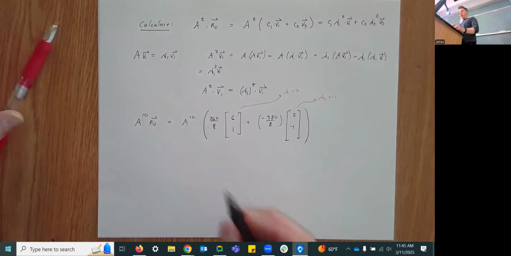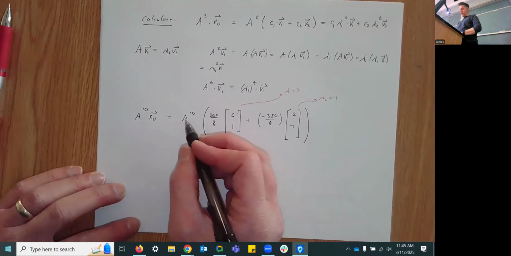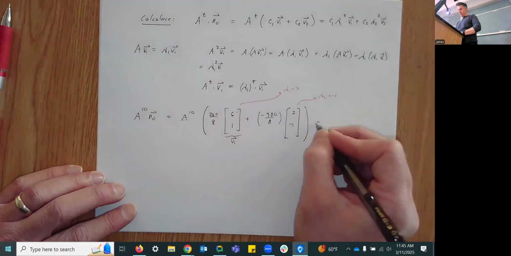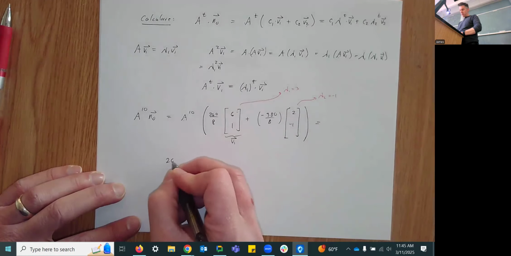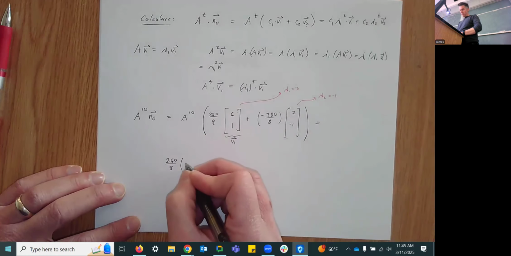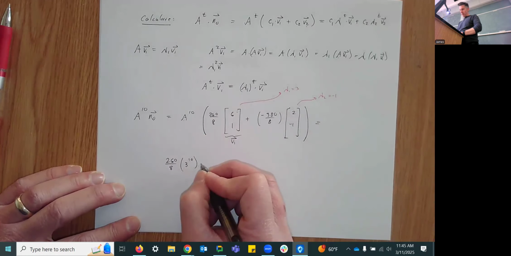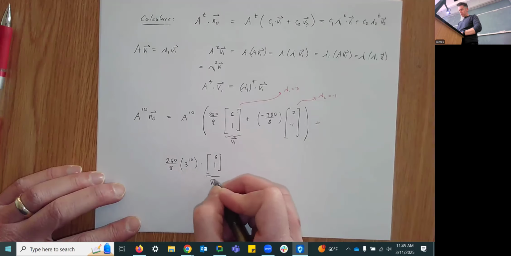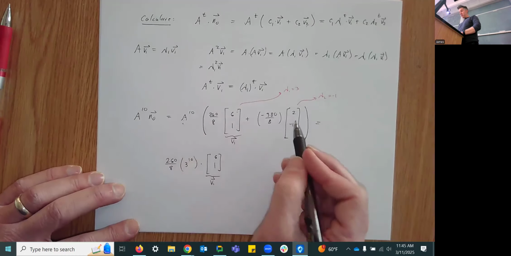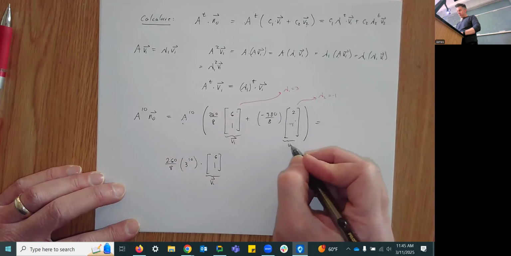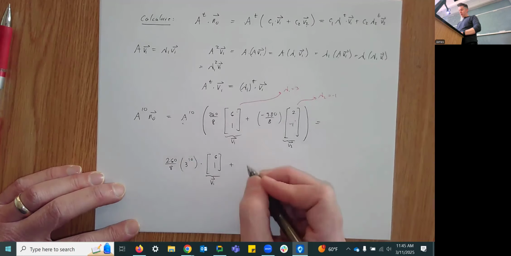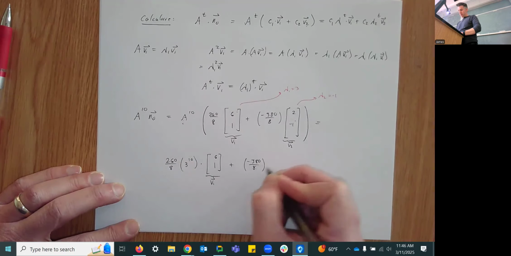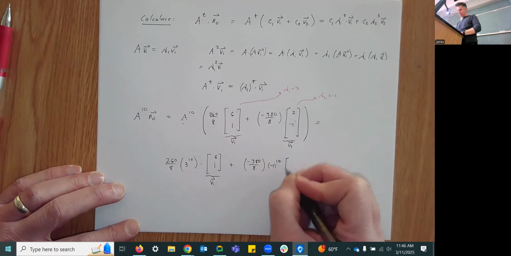So we multiply this out. This A to the 10th times V1 is going to end up being 3 to the 10th times our V1. And this A to the 10th times our V2, our second eigenvector, is going to be negative 1 to the 10th times our V2.